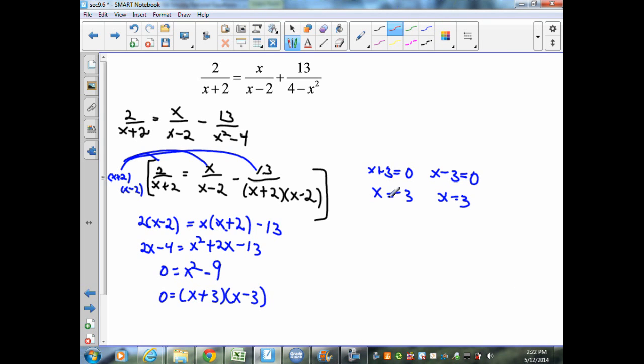Let's check our solutions. When I substitute negative 3 in, I'm going to get negative 2 equals negative 2, and that is true. So negative 3 is a solution. When I substitute 3 in, I'll get 2/5 equals 2/5. And that also is true, and therefore negative 3 and 3 are both solutions of the equation.